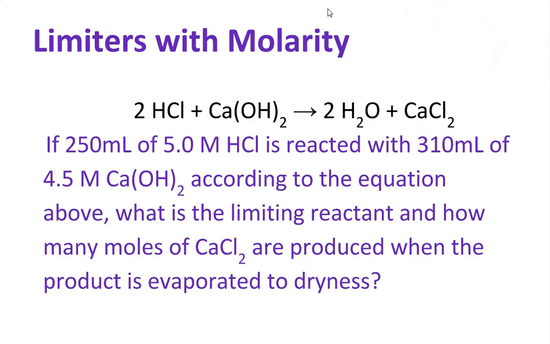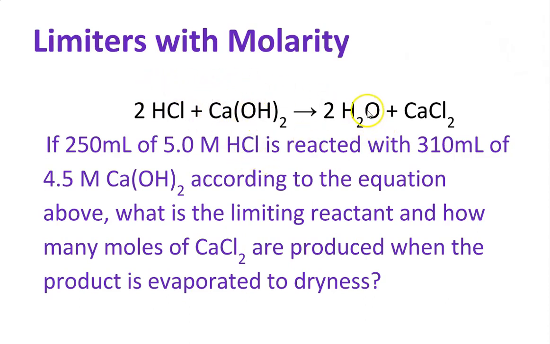Now let's apply our molarity to a stoic problem. In this situation, we have 250 milliliters of 5 molar HCl, the acid, reacting with the base, calcium hydroxide. We have 310 milliliters of this, and the concentration is 4.5 molar. And here's our reaction.